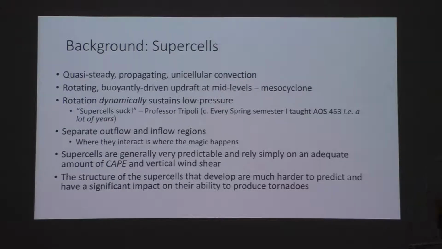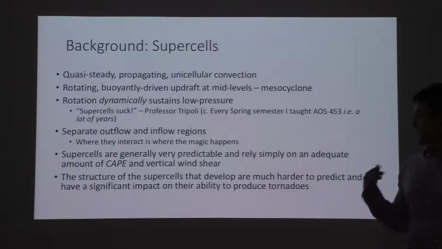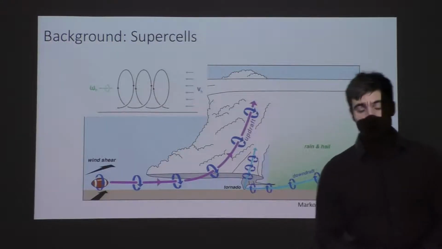Because of the mesocyclone, because of the rotation in the supercell and the wind shear inherent in their environment, the outflow region and the inflow region of the supercell are separated. And so the longevity of these storms is much more significant than other types of cellular convection. Supercells in general are fairly predictable with enough convective available potential energy or conditional instability in the environment and vertical wind shear. Supercells will form if there is a forcing mechanism. But the subsequent evolution of the supercells in those environments is much less easy to predict, and it has a big impact on whether the storm can produce a tornado.